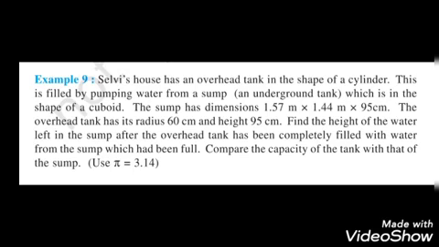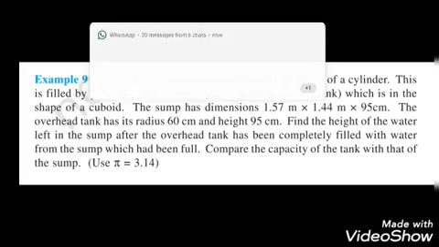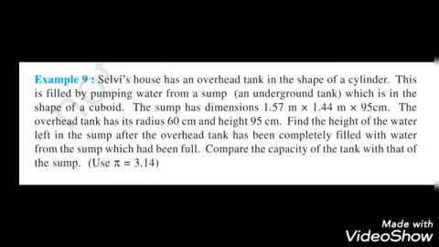So here you can see, we need to transfer the water from the sump to the overhead tank, which is the shape of a cylinder. The sump always has more capacity when we compare it with the cylinder. So once we fill the cylindrical tank, we need to find out how much volume of water is remaining in the sump. After that we need to find out the height of the water in the sump.